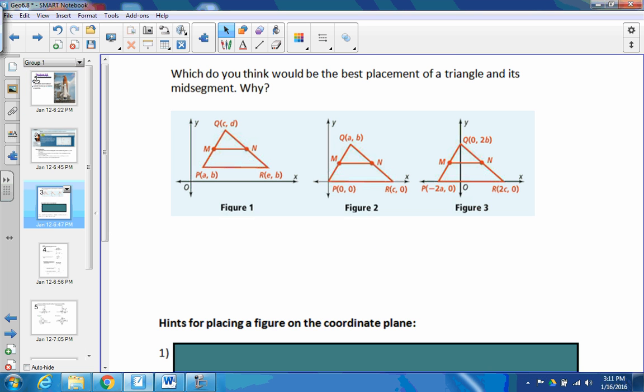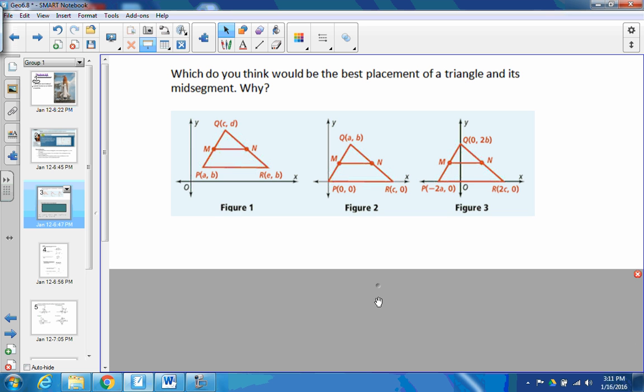So the first question, this is in your notes, asks, what would you think would be the best placement of a triangle in its mid-segment, and why? If you look at the three figures, which one do you think is the easiest to work with if you're dealing with the different formulas? Now, I'm going to go with figure 2, and here's my reasoning. I would say figure 2 just because it has a point on the origin. The origin is great because they're both zeros, and when you're adding or subtracting or multiplying by zeros, that makes things easier. We also have another point, R, that has a zero in it as well.